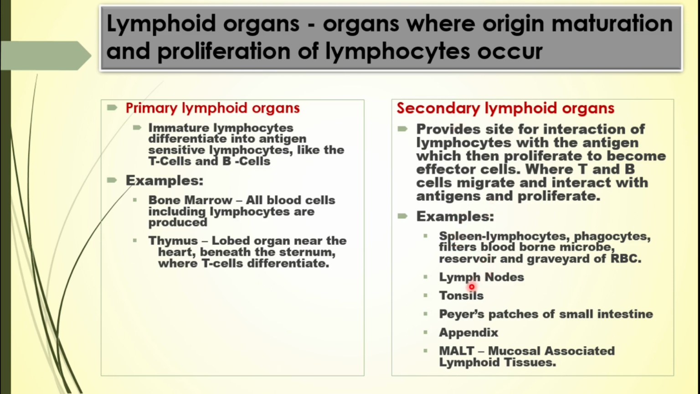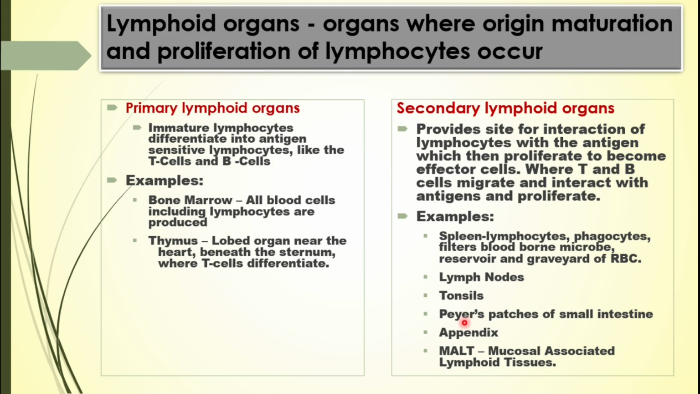Lymph nodes are also examples for secondary lymphoid organs. These lymph nodes are found as solid structures all along your lymphatic system, and they are also capable of filtering blood, trapping microbes, and producing primary immune response. So this is a secondary lymphoid organ. The third example is the tonsils. Tonsils is also a secondary lymphoid organ.